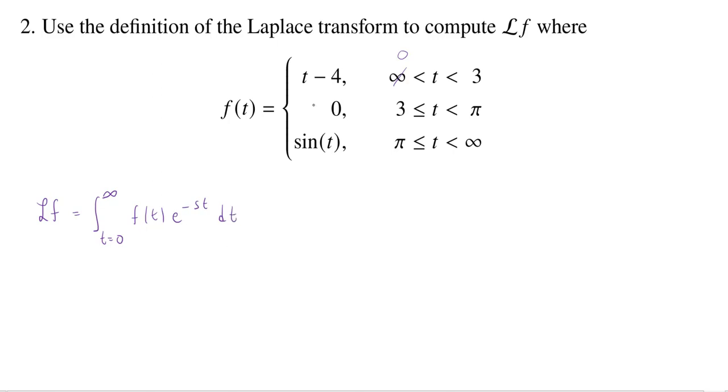Now, because this is a piecewise defined function, it's not going to be convenient to integrate this all at once. Instead, I want to break this up over the 3 separate intervals. So I can go from 0 to 3, and on that interval, my f of t isn't just some random f of t, it's actually this very specific t minus 4. So I'll have t minus 4 e to the negative st.